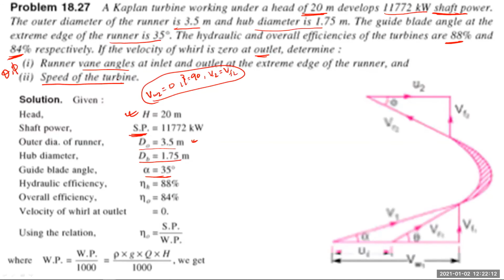I hope I have added the things, but here the velocity triangle is not there, so I will work on this slide only. We know that overall efficiency is shaft power upon water power. Shaft power is given here. Water power, we know the formula is rho into g into Q into H upon 1000. Please remember this. So from here you will get the water power. Substitute those values.